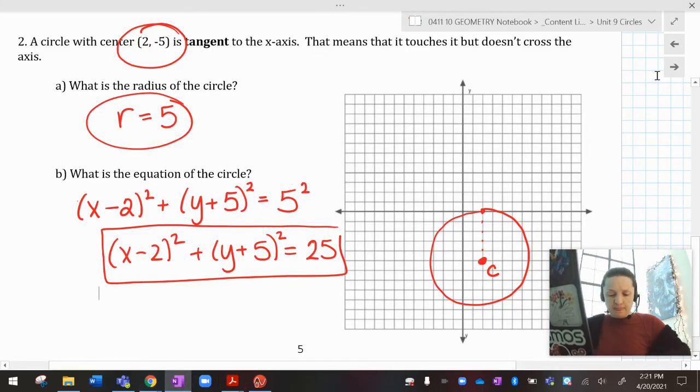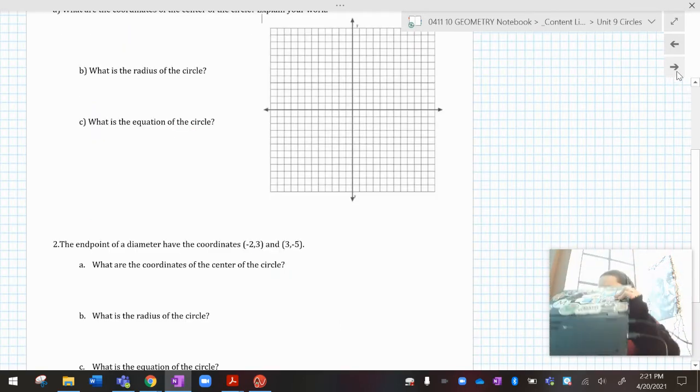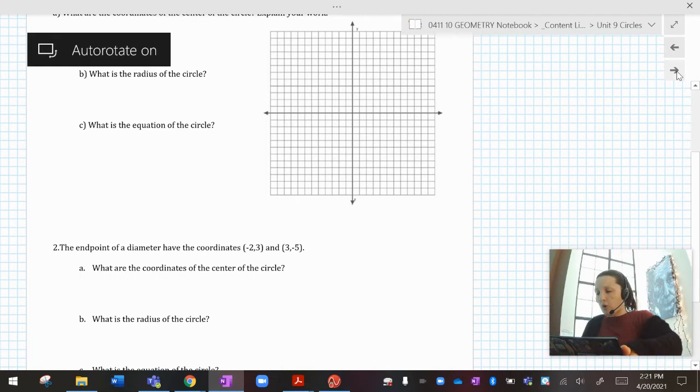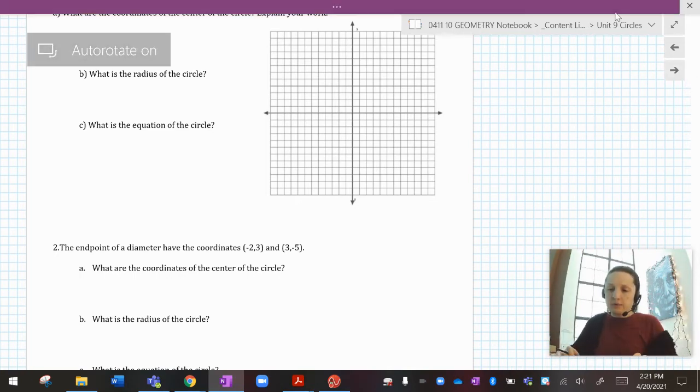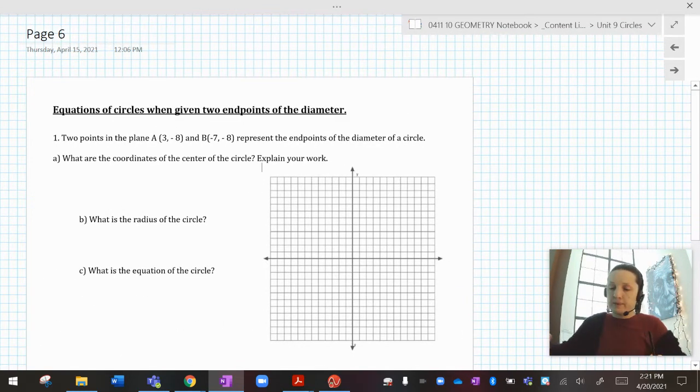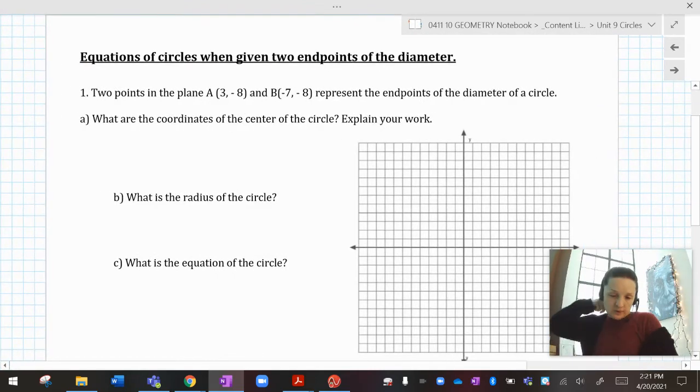All right, on to the back. So if I come back over here, I got another one. Two points on the plane represent the endpoints of the diameter of a circle. What are the coordinates of the center?